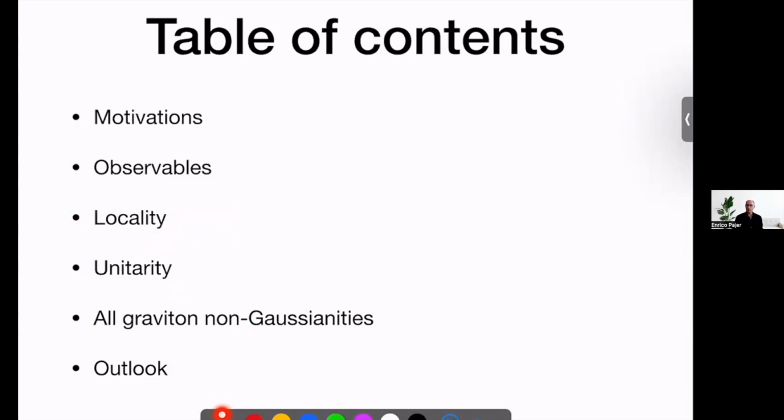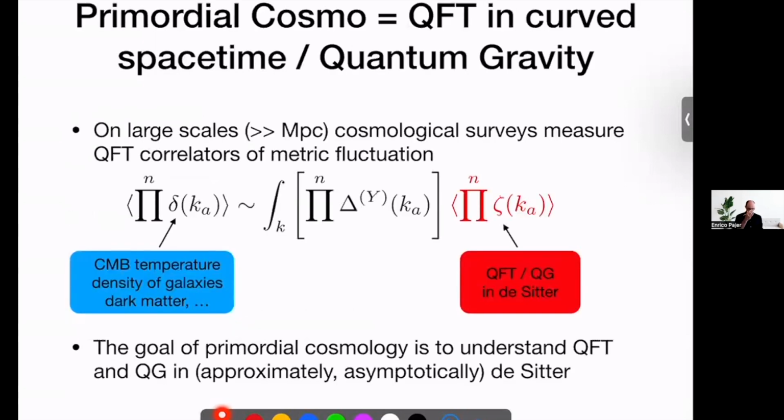And then to make things not too abstract, I'll have a concrete example, a poster child of how all of these ideas work together and allow us to calculate something which is of phenomenological relevance. And in this case, it will be all possible non-Gaussianities of primordial gravitational waves. There are many things that one can compute with this approach, but to be concrete, I'll focus on that one. And I'll conclude with an outlook. Let me start with some motivations.